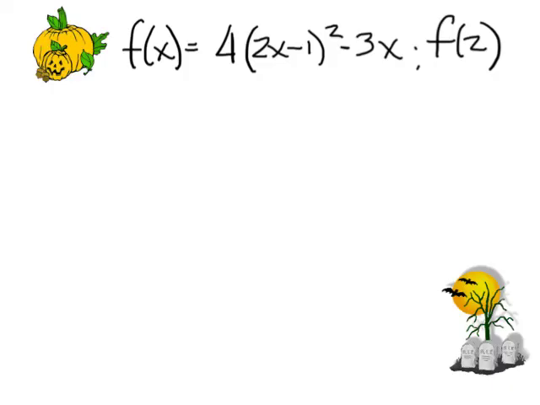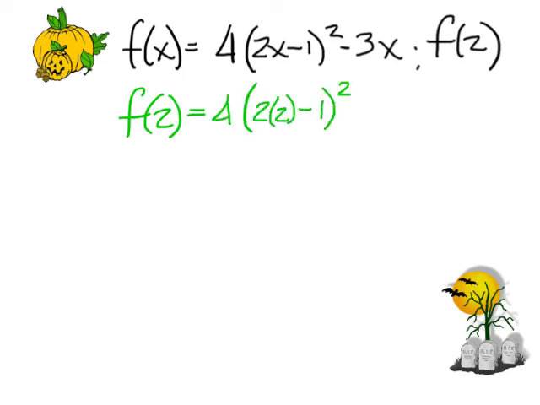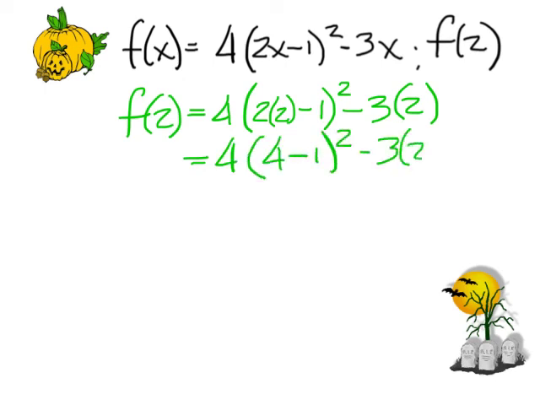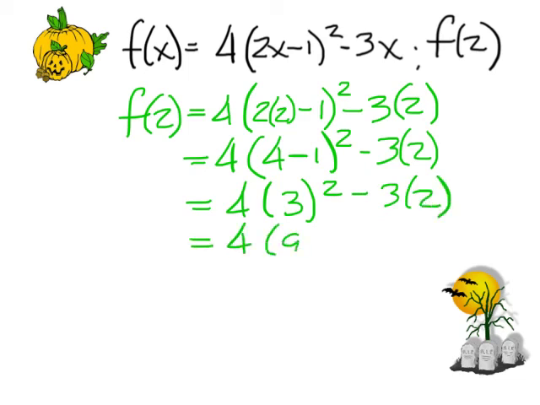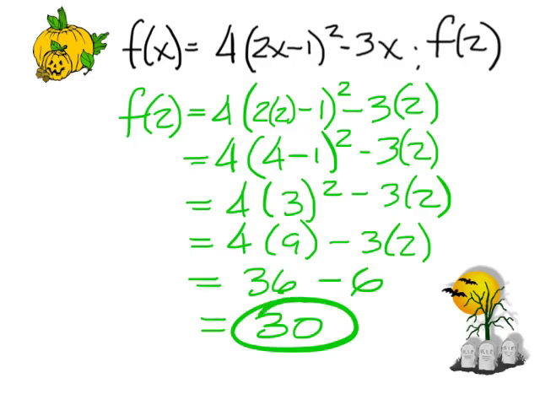Bonus problem number 7. f of 2 is 4 times the quantity squared of 2 times 2 minus 1, close the quantity, and minus 3 times 2. Inside the parentheses we'll have 4 minus 1, and then we'll go back to do that and get 3. And of course 3 squared is 9. 4 times 9 is 36, minus 6 is 30.